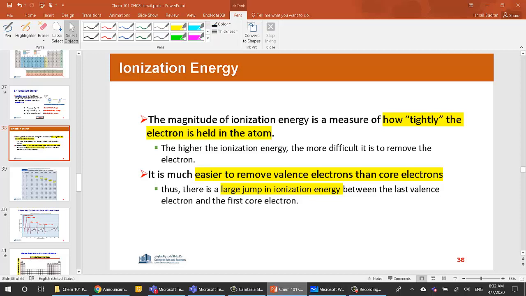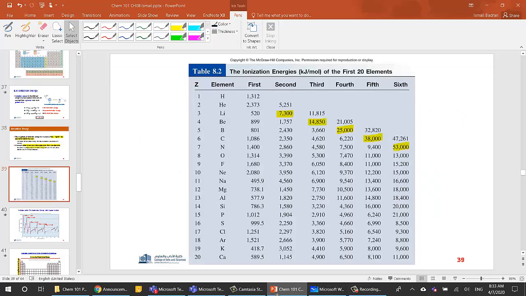So ionization energy increases as you go from left to right, and decreases as you go down. It's much easier to remove valence electrons than core electrons. Thus, there is a larger jump in ionization energy between the last valence electron and the first core electron. And this is the table here.